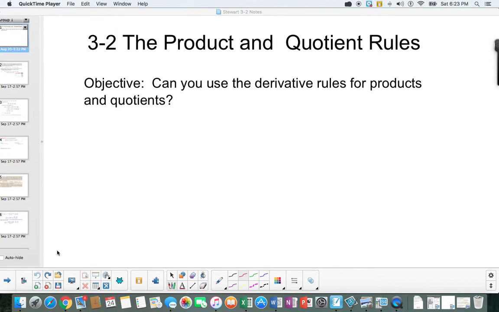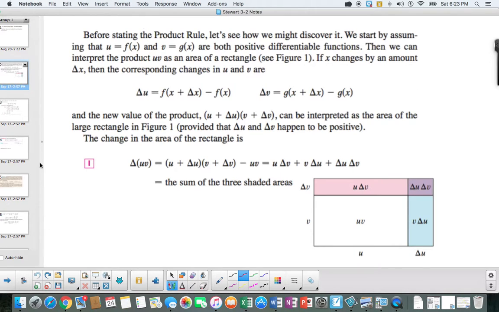Lesson 3.2, the product and quotient rules. Can you use the derivative rules for products and quotients? Let's take a look at the product rule, a visual look at the product rule.